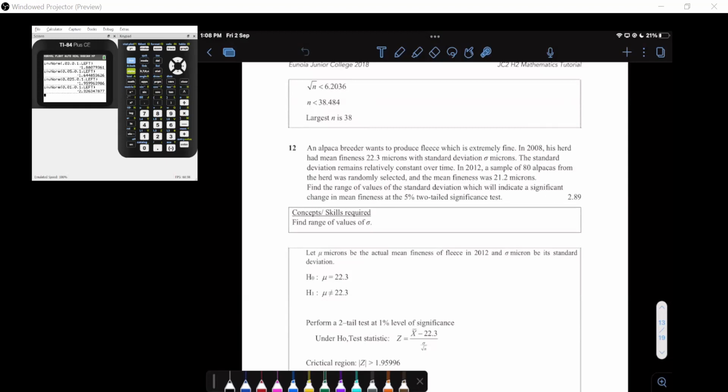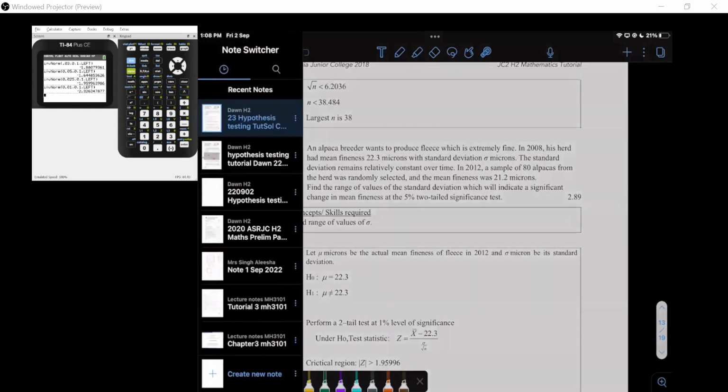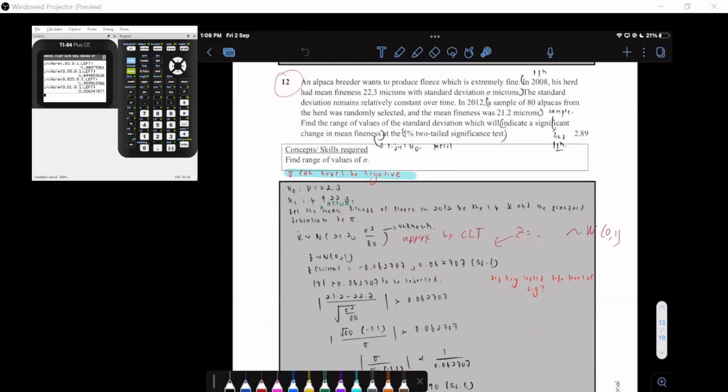Let me see. What percent do you use? Do you follow the question? 5%? I use 5%. Okay, then we'll ignore the solution. I'll do it live. Let's do the 5% one.